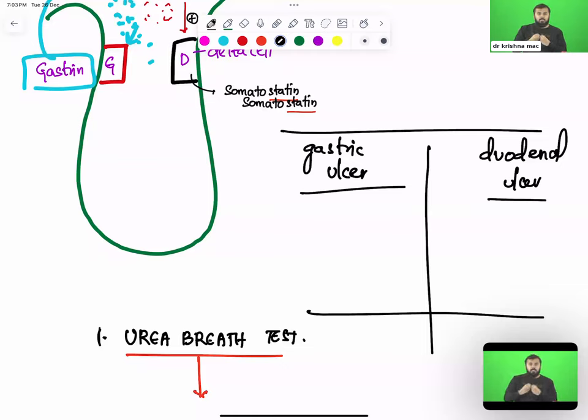After the meals, if the patient is having pain, gastric ulcer. After the meals, if the pain is reduced, that is duodenal ulcer. That is the reason why in duodenal ulcers the pain starts at midnight. At midnight you sleep, and when you are sleeping, your stomach is empty. That will aggravate the pain. What should you do after getting up quickly? You go to the kitchen and eat food, the pain will be reduced, and that is called duodenal ulcer.